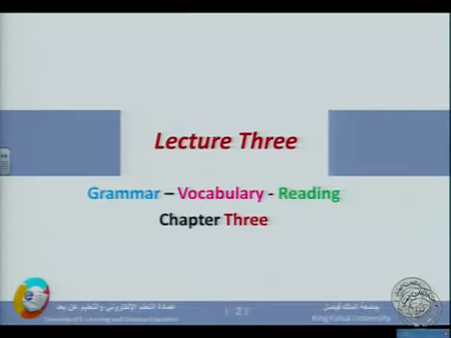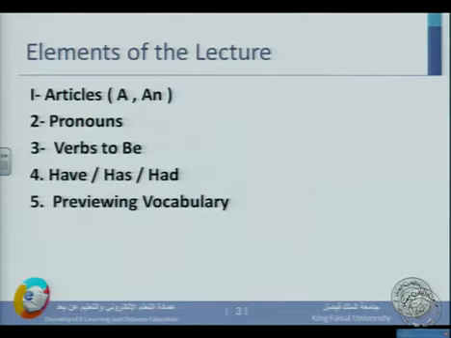For today, we are going to cover three main sections: grammar, vocabulary, and something related to reading. So we're going to cover chapter 3 in both Azar and Interaction 2. The elements of our lecture are going to be articles, their uses, a and an, the pronouns, also the verbs to be and to have. At the end we will preview some vocabulary. We have some new vocabulary, عندنا كلمات جديدة حنستخدمها في جمل مختلفة.